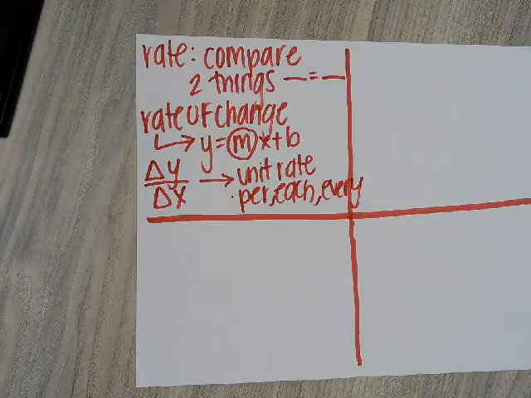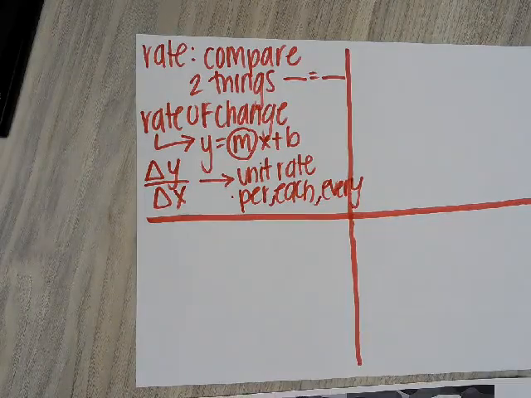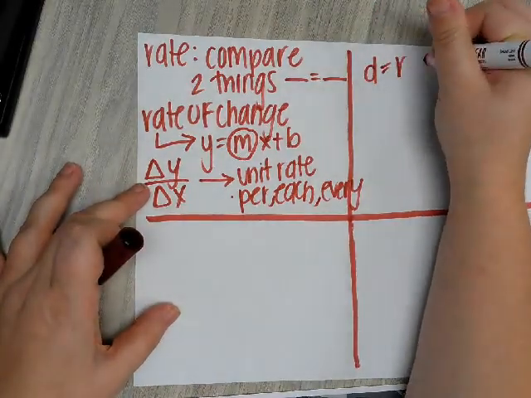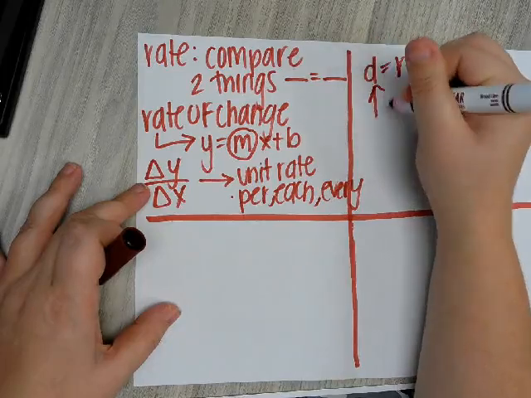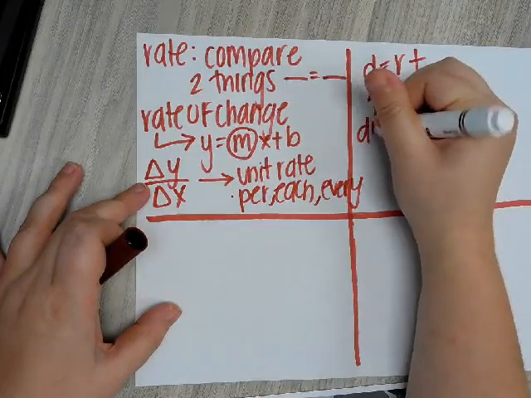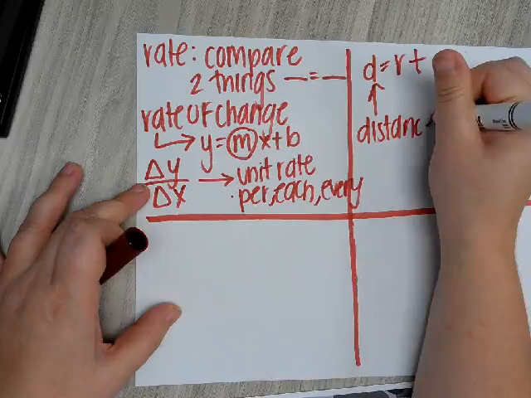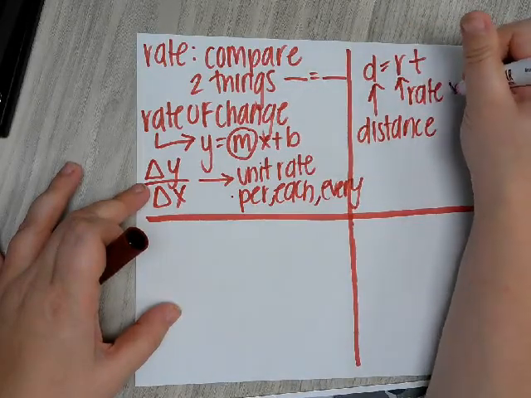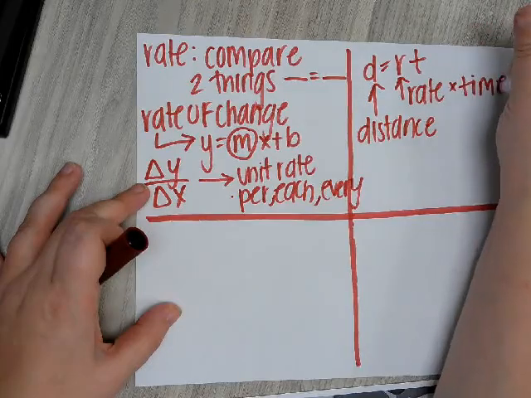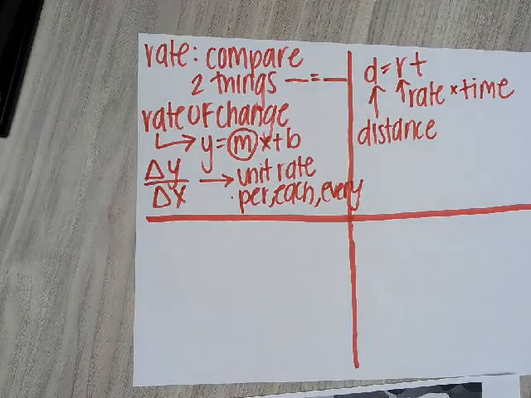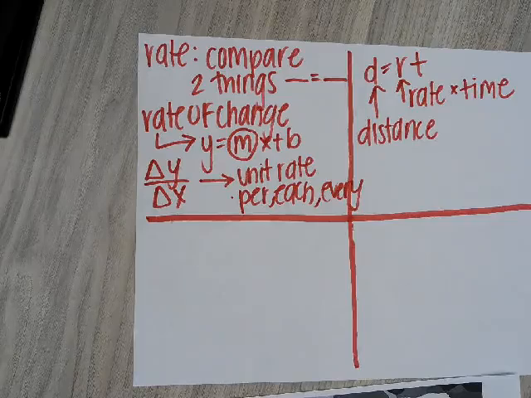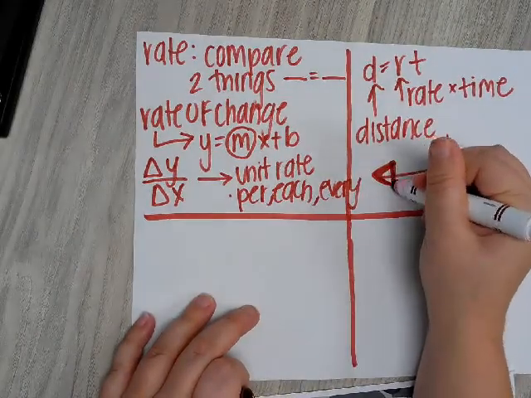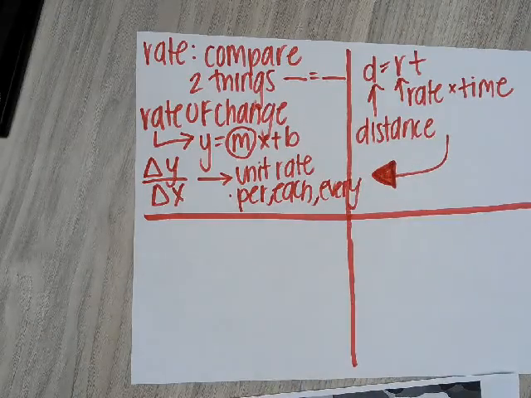Okay, and then the last one is, what does D equals RT? So that's a distance formula. So distance equals rate times time. This is a fancy way of saying that we're going to end up doing rate of change.